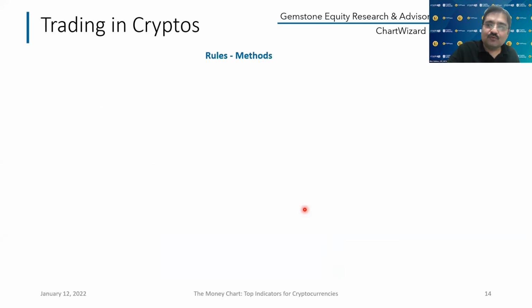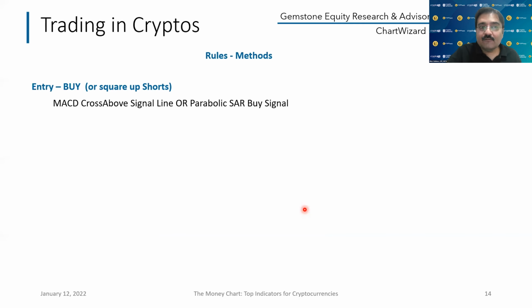So let's now use these tools and deploy them when it comes to trading the cryptos. Let me first quantify the buy rule. Buy rule will also mean squaring up shorts, if any. We can enter a buy into a crypto when it satisfies either one of two conditions: either the MACD crosses above the signal line, or there is a parabolic buy signal that will make our buy.